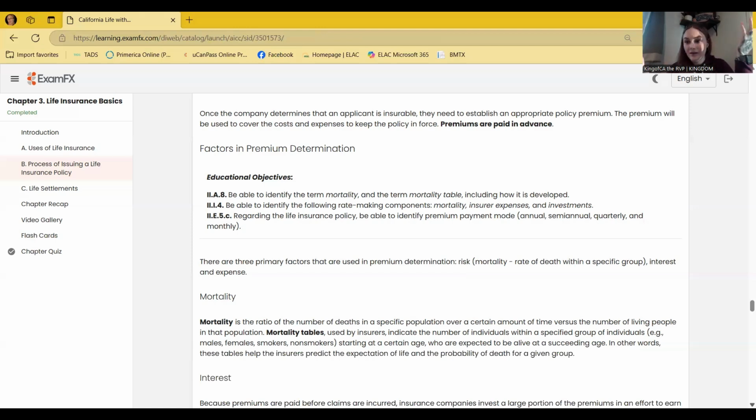Let's think of a phone bill. You use your phone for that month and then you make a payment for the next month or at the end of the month, right? Life insurance doesn't work that way. You pay your premium and then you're covered for the month that you paid for. You pay your premium, you're covered for the month that you're paid for. Okay, so just know premiums are always paid in advance.